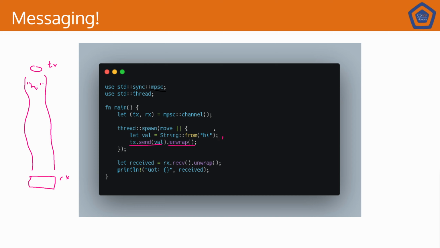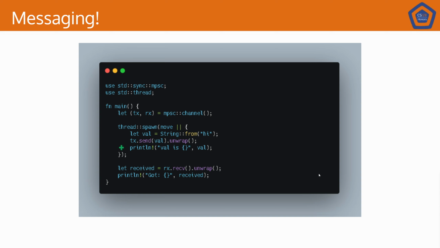Okay. And so what we do is we send some value down the stream, and eventually we're waiting here to receive it, and we get hi, and we print it. And that's it, right? That's really the magic here. Now, what happens if we add this line? What happens if in the thread we attempt to print it?